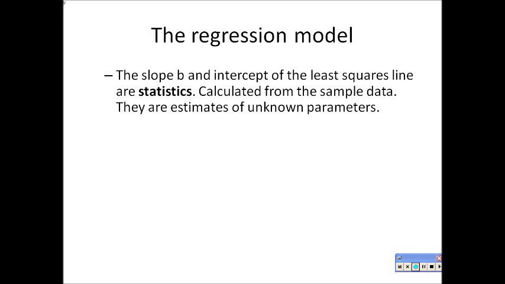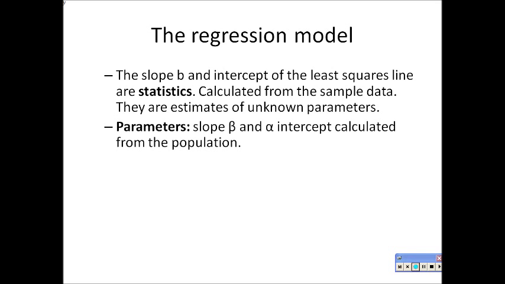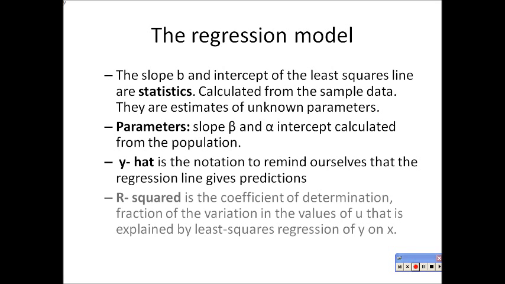The slope b and intercept of the least squares regression line are statistics. Calculated from the sample data, they are estimates of the unknown parameters. Parameters are slope beta and intercept alpha calculated from the population. Y hat is the notation to remind ourselves that the regression line gives predictions. R squared is the coefficient of determination, the fraction of the variation in the values of y that is explained by a least squares regression of y on x.